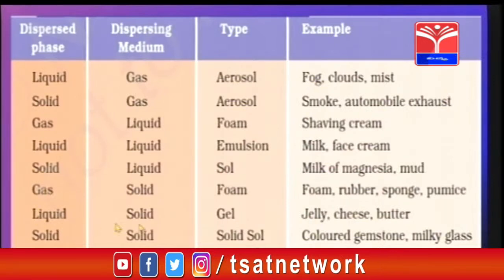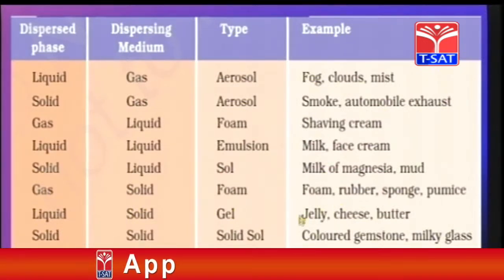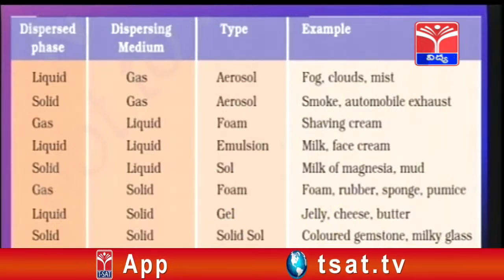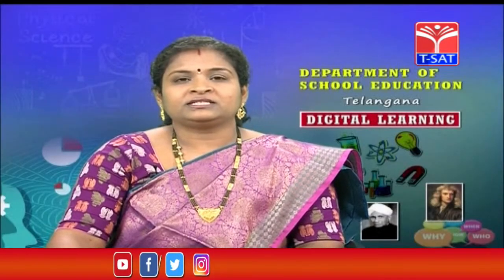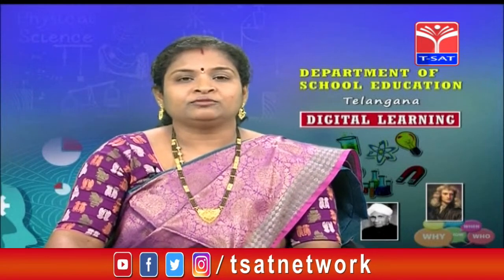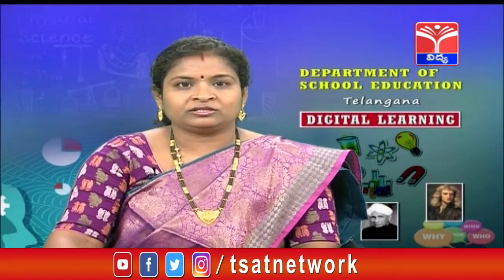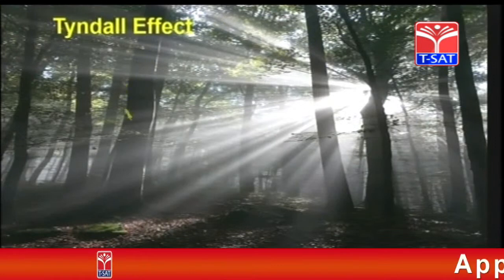If the dispersed phase is liquid and the dispersing medium is solid, then it forms a gel. Example: jelly. If the dispersed phase is solid and the dispersing medium is also solid, then we get a solid sol. Example: the glasses. Now let us see a very important effect which is mostly seen in the colloidal solution, that is Tyndall effect. See this picture, children.